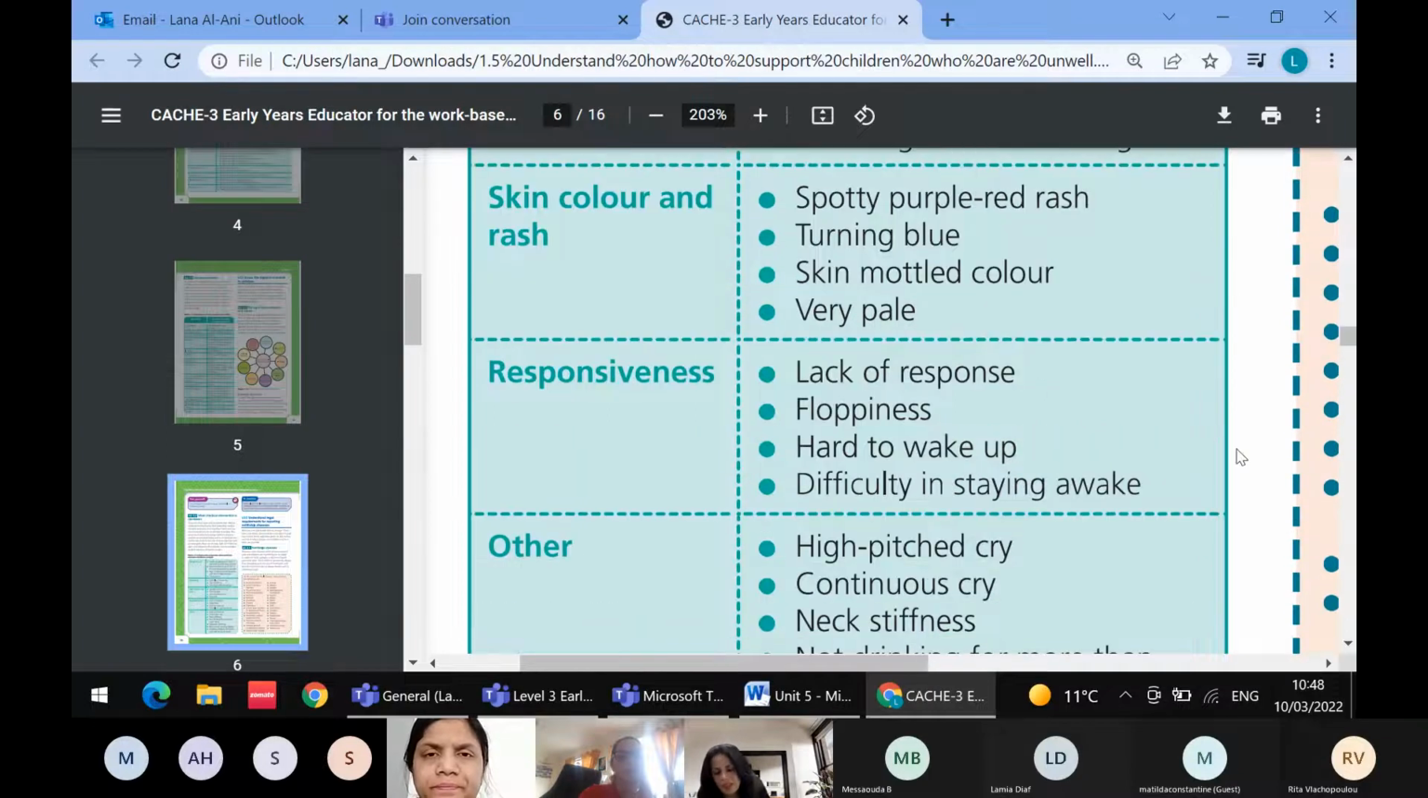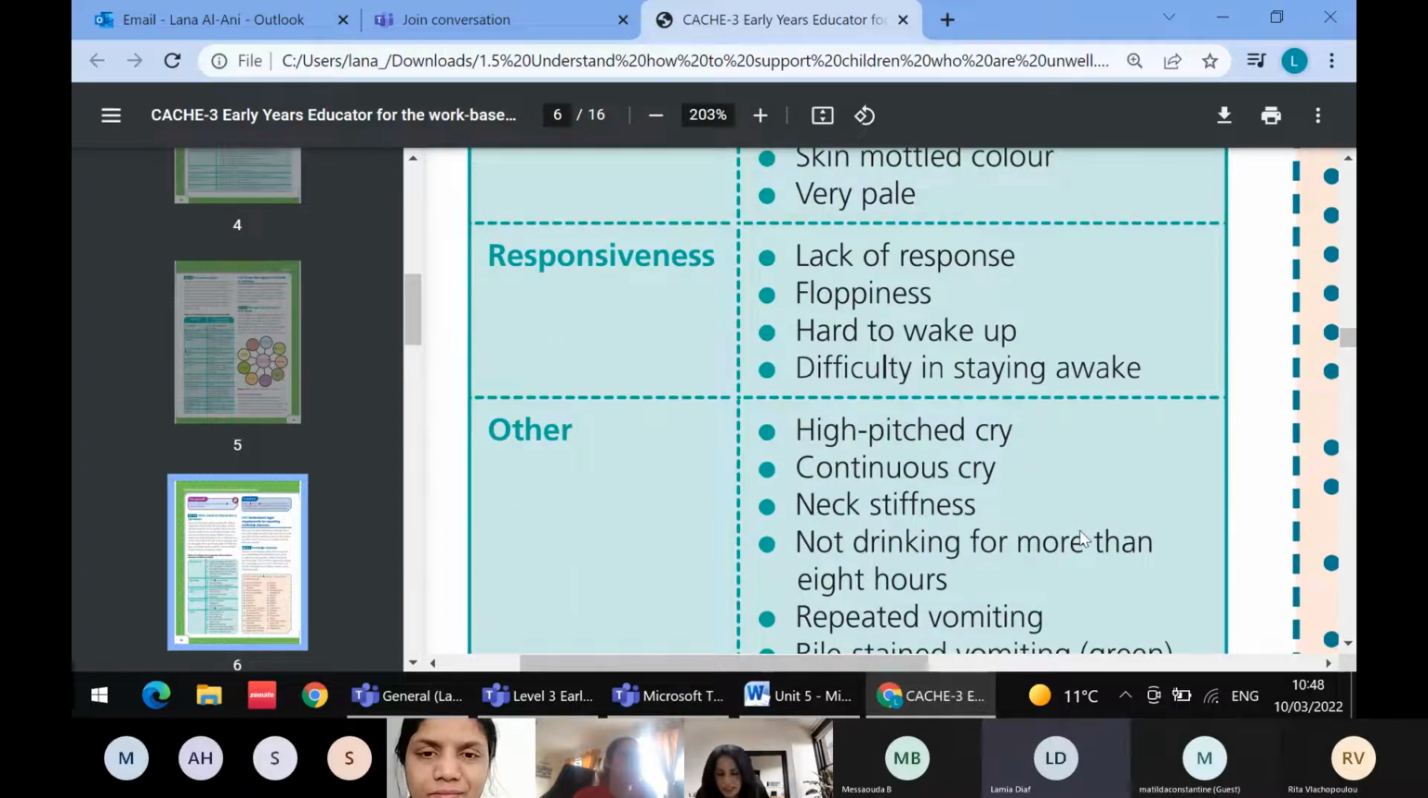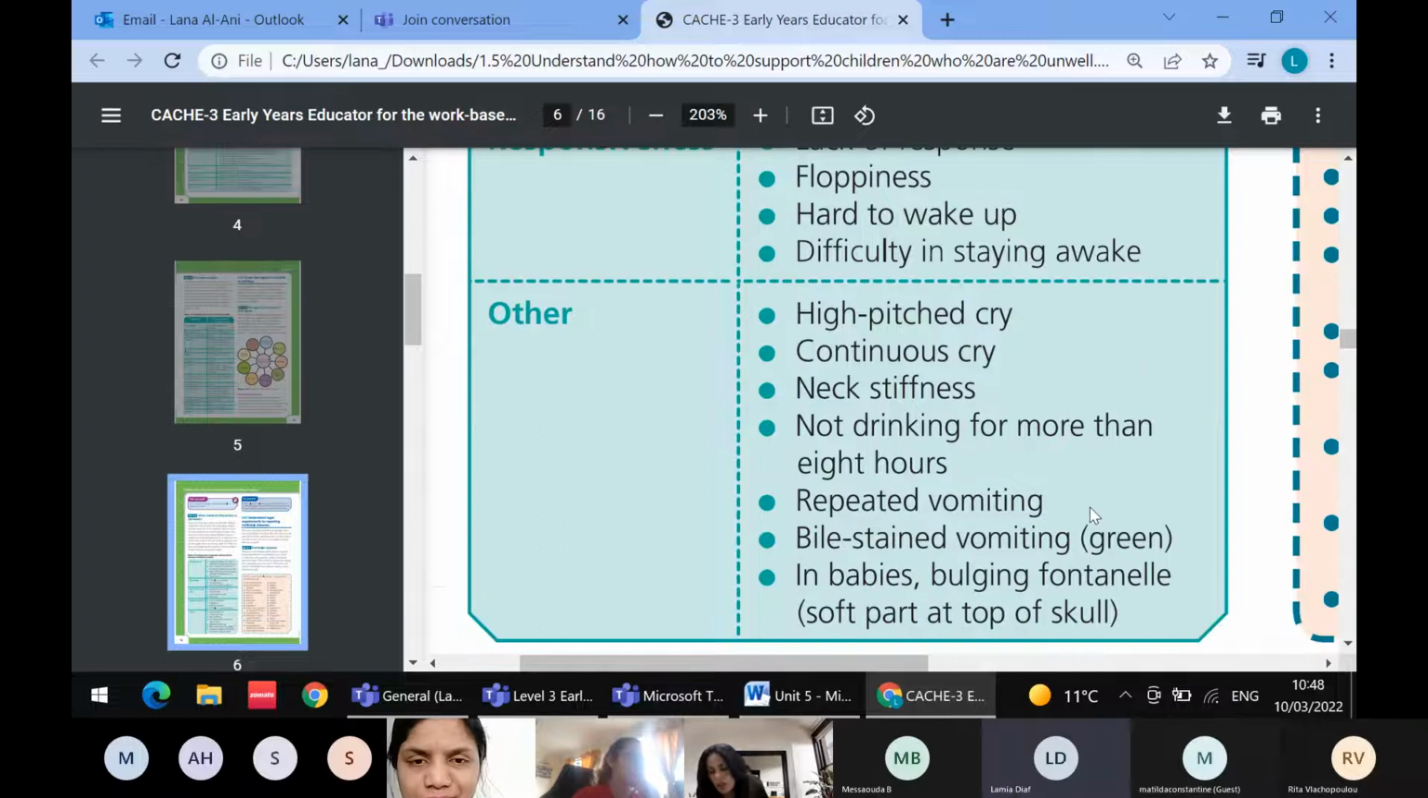How about responsiveness? You see the child very quiet, doesn't respond, doesn't like to take part in the activities, just sitting somewhere or sleeping. Yes, very good. He's floppy, and it's very hard to wake him up. He just wants to sleep and sleep for longer, and it's difficult for him to stay awake. And it's all of a sudden. Yes.